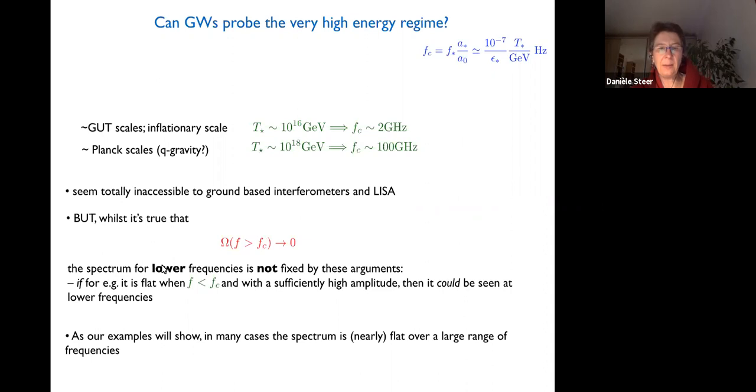But it doesn't say anything about the spectrum at lower frequencies than this characteristic frequency. For example, if the spectrum was flat below this characteristic frequency and with a high enough amplitude, then it could be seen at lower frequencies. And so it could be seen, for example, by ground-based interferometers or by LISA. And in fact, our examples will show, especially in the case of cosmic strings, that the spectrum is nearly flat over a very large range of frequencies.